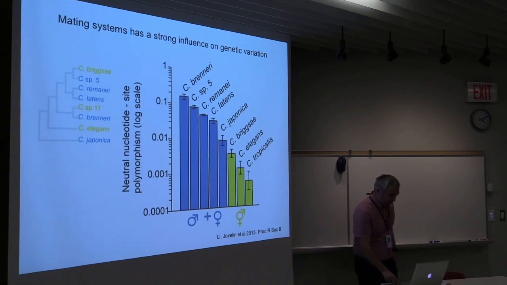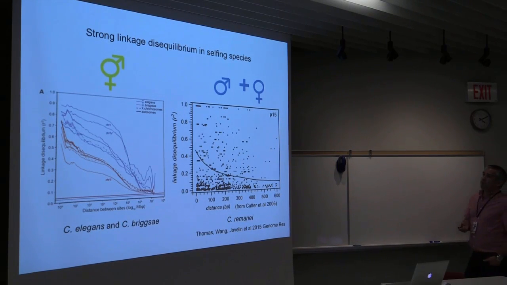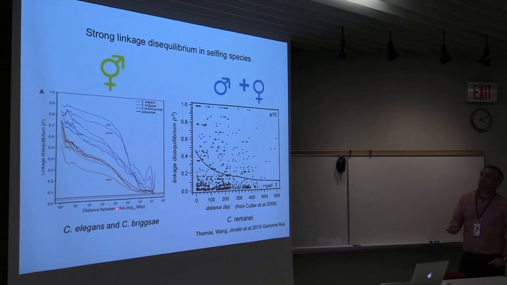So that lifestyle gives a clear record in the genome. And the first record we can see is a strong linkage disequilibrium in the selfing species. So what these graphs are showing are linkage disequilibrium on the y-axis and the distance between sites on the x-axis. So in the selfing species, C. elegans and C. briggsae, for which we looked at variation across the genome, there are very large haplotype blocks on the order of kilobases or even megabases, being chromosomes.